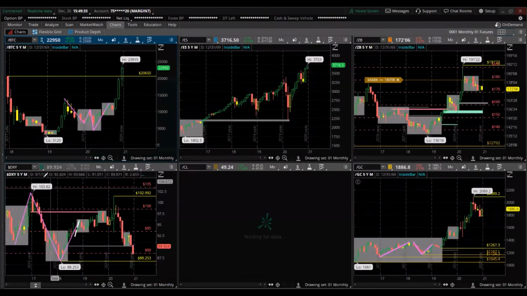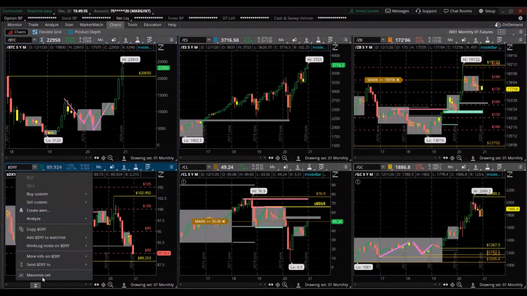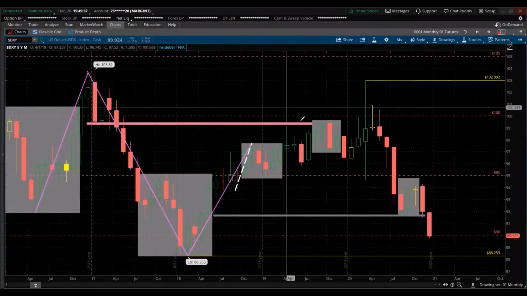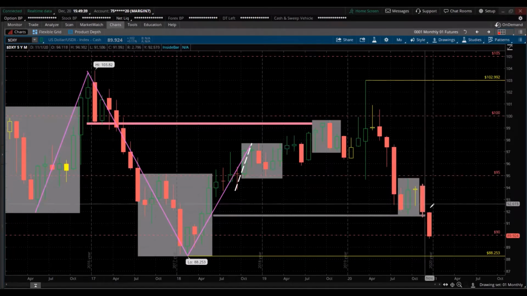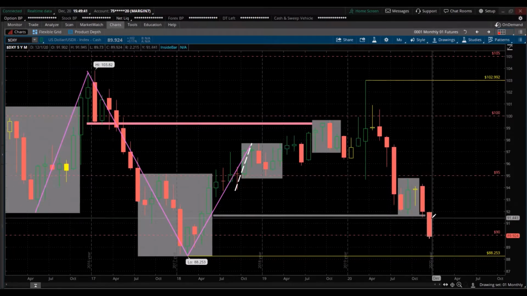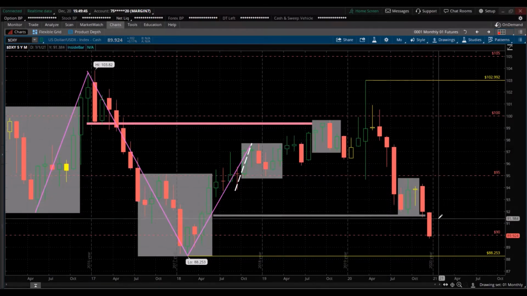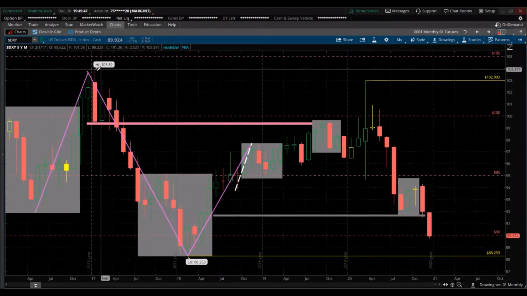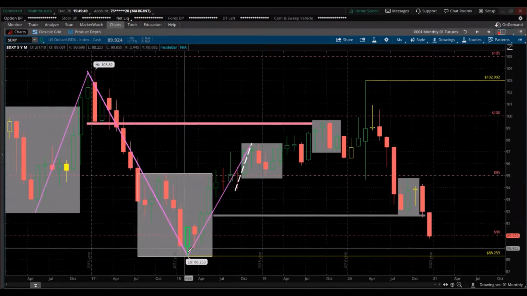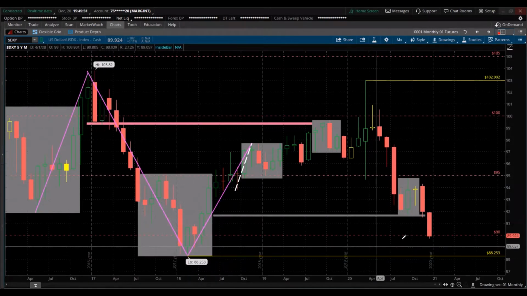Let's look at the monthly time frame of the US dollar. Each candlestick represents a month. Because we're in December and we haven't ended yet, the current candle's not done yet. But we're looking here at 5 years of the US dollar, each candle for 1 month. And there's the high. Here's the low. We're much closer to the low.